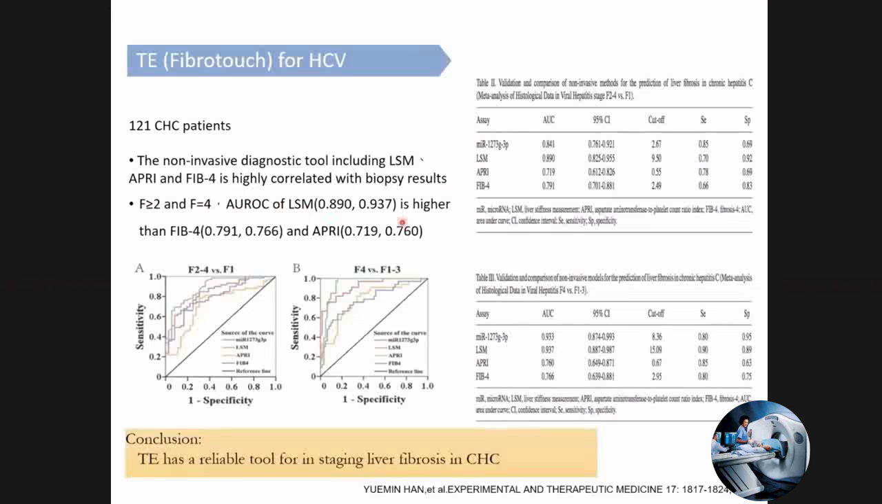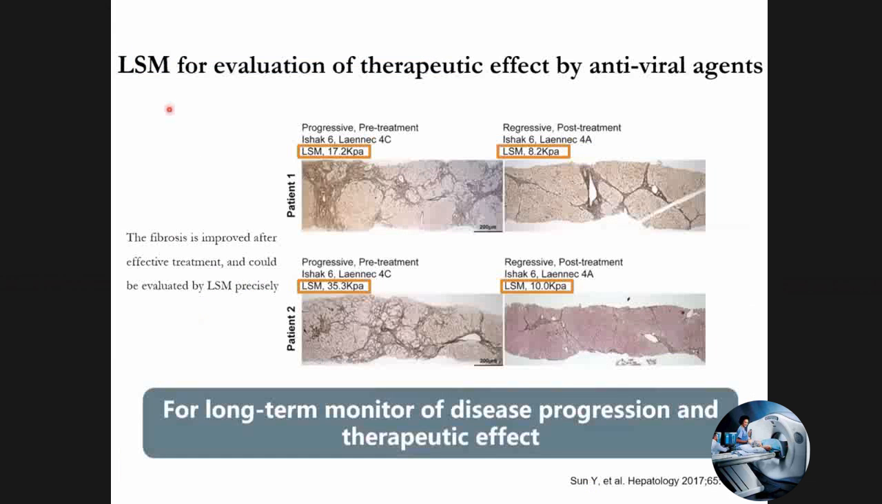IOIC is the best, higher than FIB-4 and the API. You find this is the best one. It means transient elastography is a reliable tool for staging liver fibrosis in hepatitis patients. Liver stiffness could also be used for evaluation of the therapeutic effect of antiviral agents.